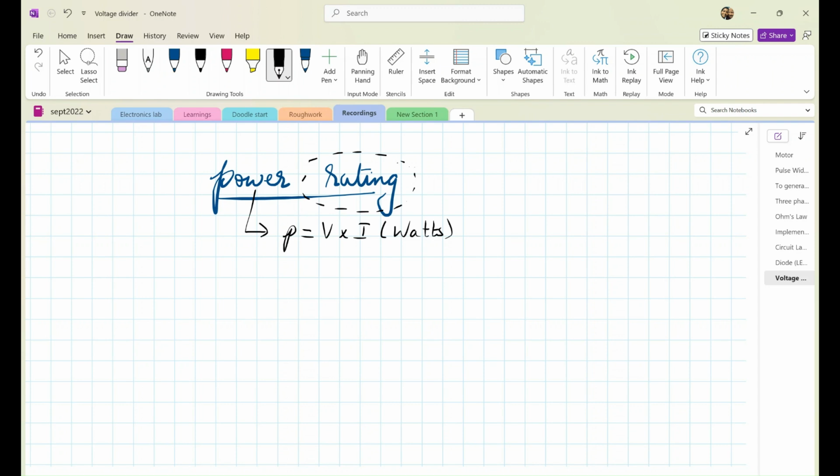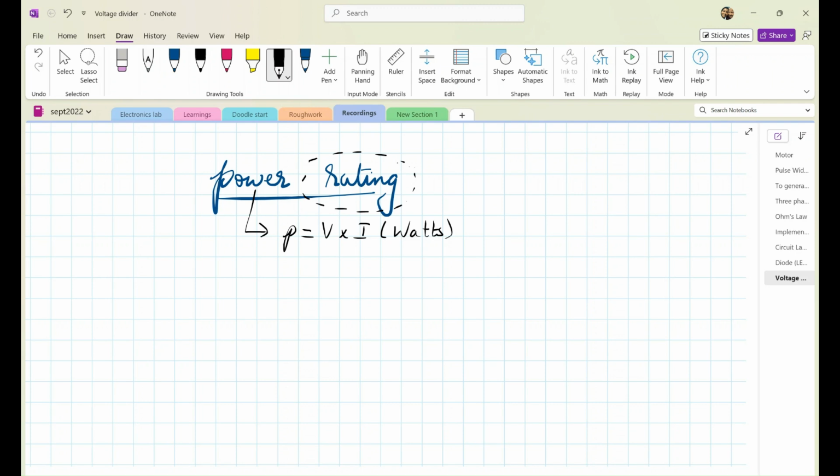Generally we cannot say rating for everything. Rating comes only for elements like a resistor, a capacitor, or maybe a diode. They will all be rated for some values. It could be a power rating, current rating, voltage rating, or something else. But rating is for a particular element, and power rating means the maximum power that can be allowed to dissipate across it safely.